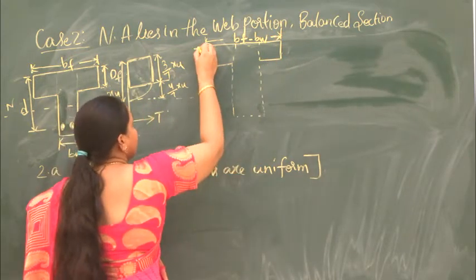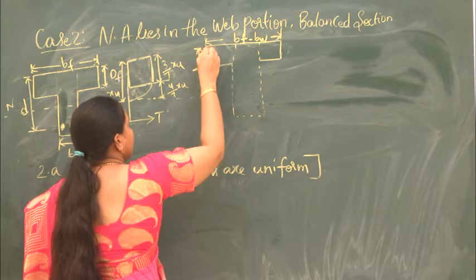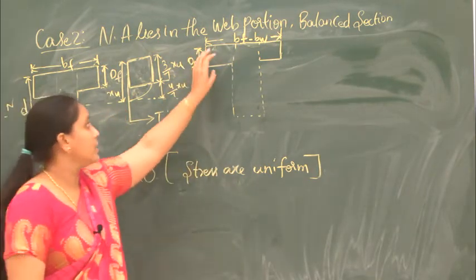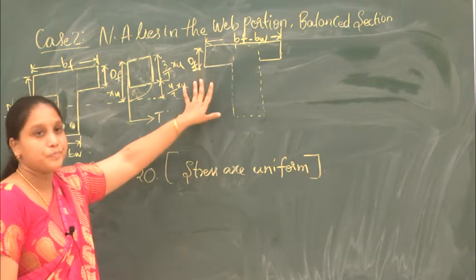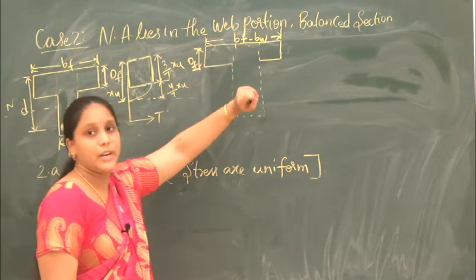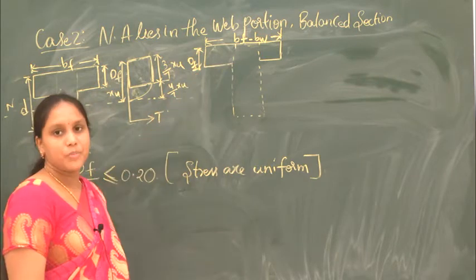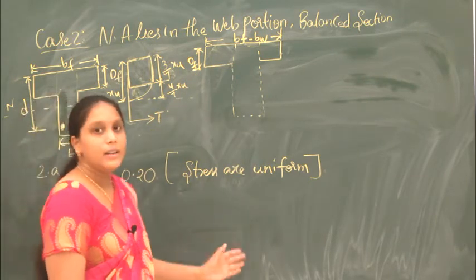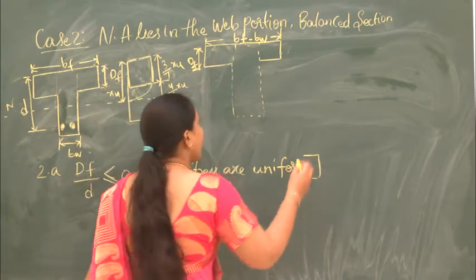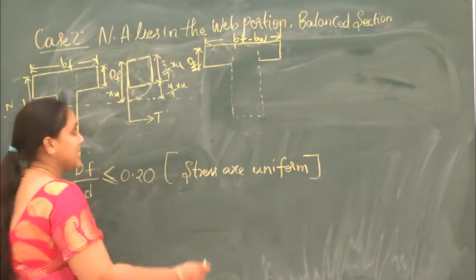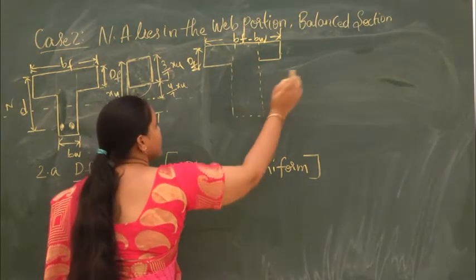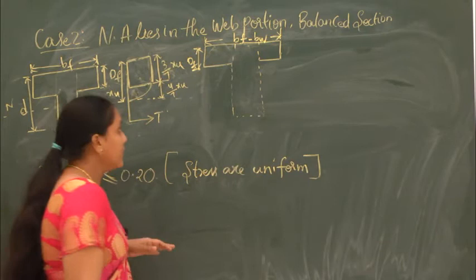And what will be the depth here? The depth here will be DF. So I am considering this particular portion of width as BF minus BW and the depth as DF, and the stresses are uniform here. And the second part is going to be considered as a rectangular beam. So this portion is what I am going to consider here.